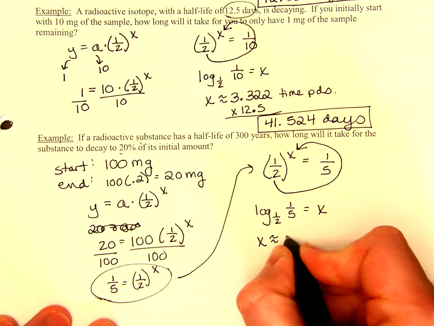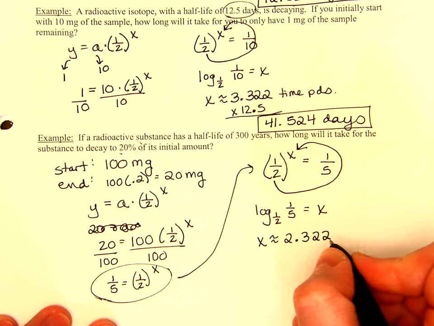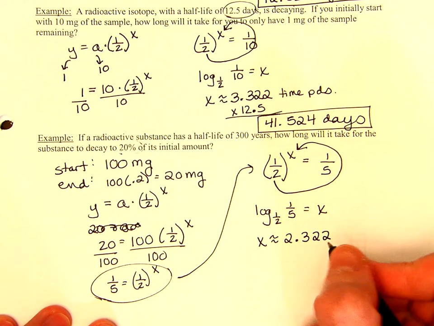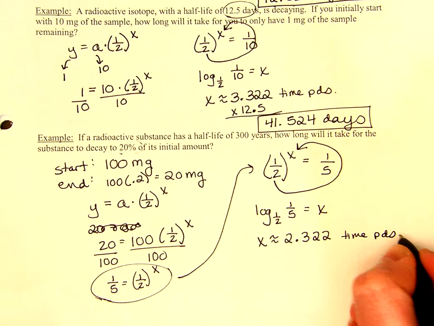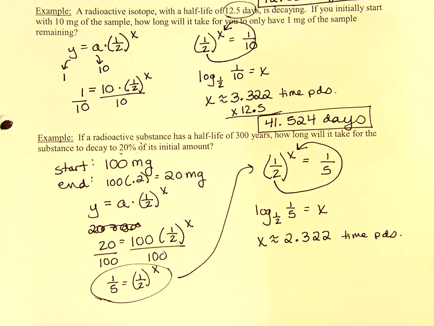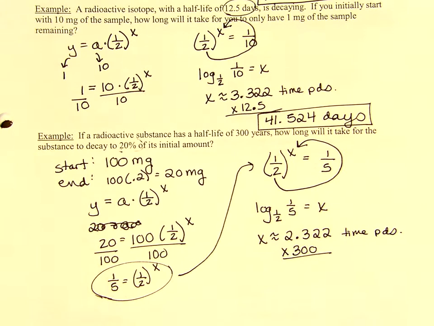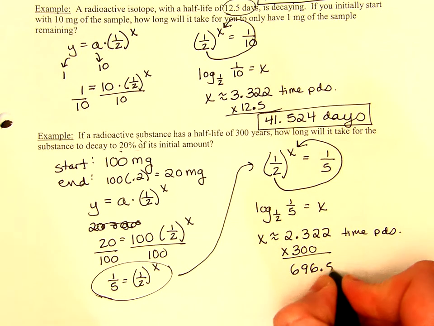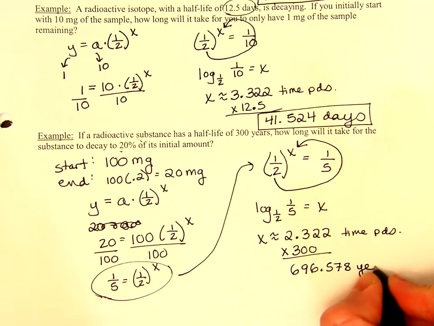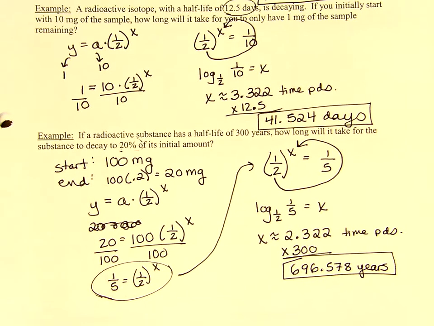I'm getting an answer of x is about 2.322. Oh, never mind. I was going to say it was the same as the last problem, but it's not. And that's the number of time periods. Then I'm going to multiply this answer by how long a time period is. So multiply that by 300. And we're going to get 496.578 years.